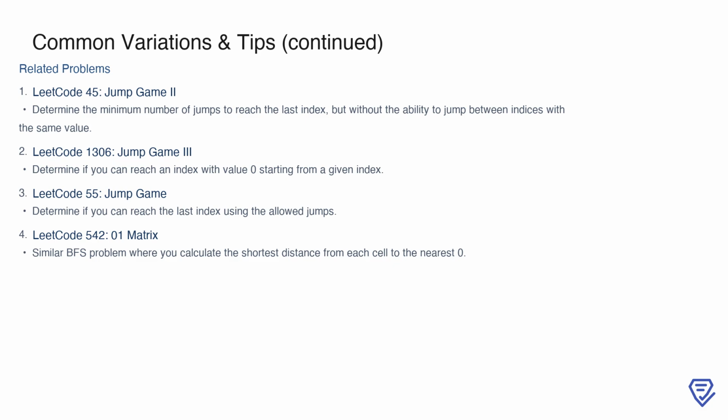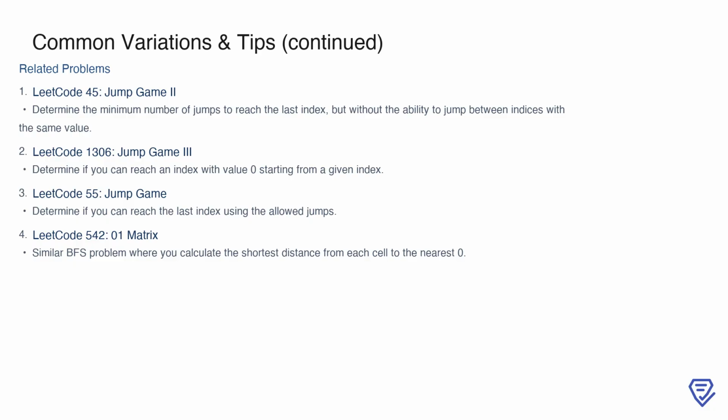LeetCode 55, Jump Game, is another variation where you determine if reaching the last index is possible with the allowed jumps. Lastly, LeetCode 542, 01 Matrix, is a BFS problem that involves finding the shortest distance from each cell to the nearest zero. Understanding these related problems can deepen your grasp of graph traversal techniques and help you recognize patterns across similar challenges.